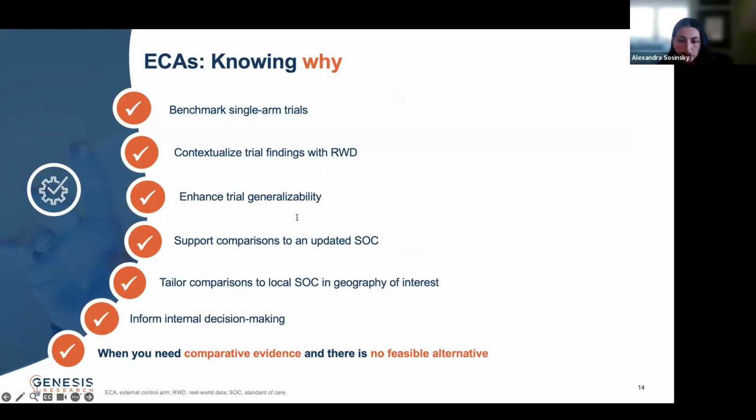ECAs play a critical role when we need robust comparative evidence, but can't feasibly run a randomized trial. They're especially helpful for benchmarking single-arm trials, using real-world data to contextualize findings, and enhancing the generalizability of trial results. ECAs are also used to compare results to an updated or local standard of care and inform internal decision-making. Ultimately, the strongest justification for an ECA is when you need comparative evidence and there's no alternative.